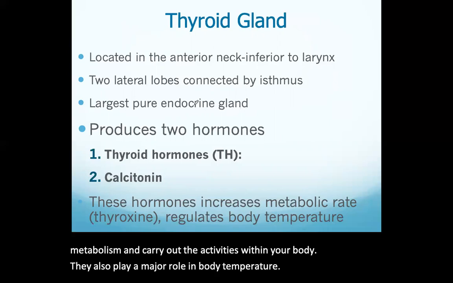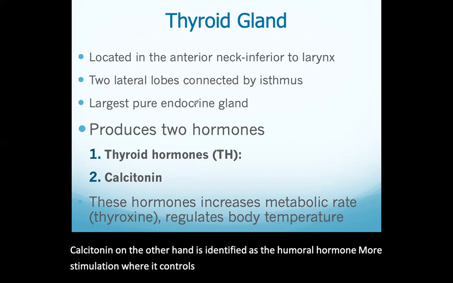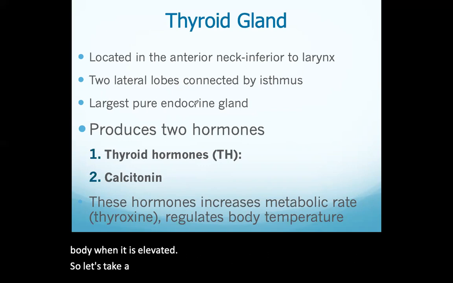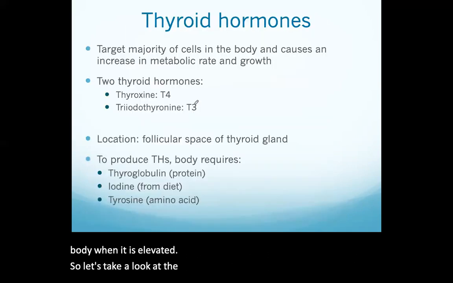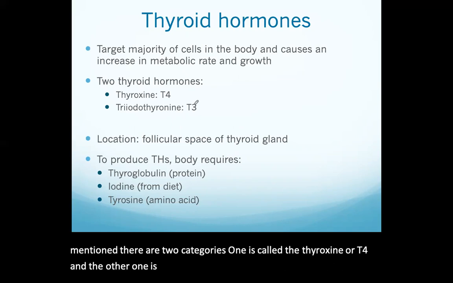Calcitonin, on the other hand, is identified as the humoral hormone stimulation where it controls the levels of calcium within your body when it is elevated. So let's take a look at the thyroid hormone first. Thyroid hormones, as I mentioned, have two categories. One is called thyroxine or T4, and the other one is triiodothyronine or T3.